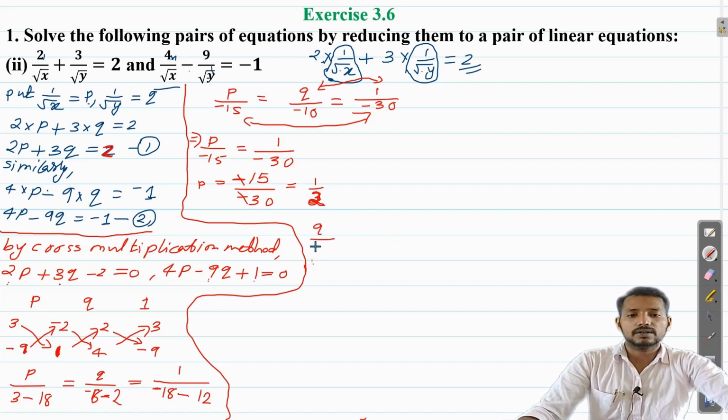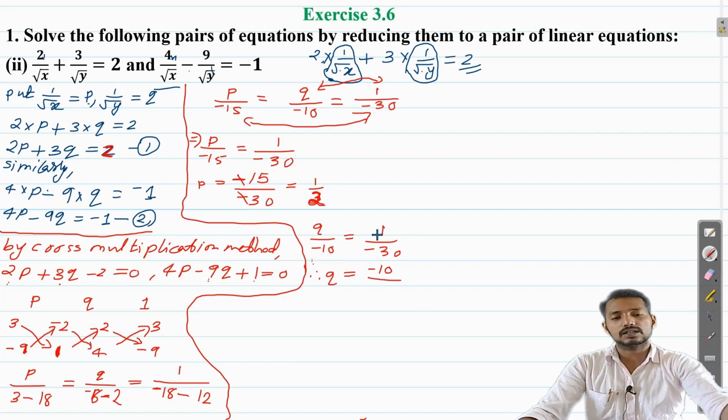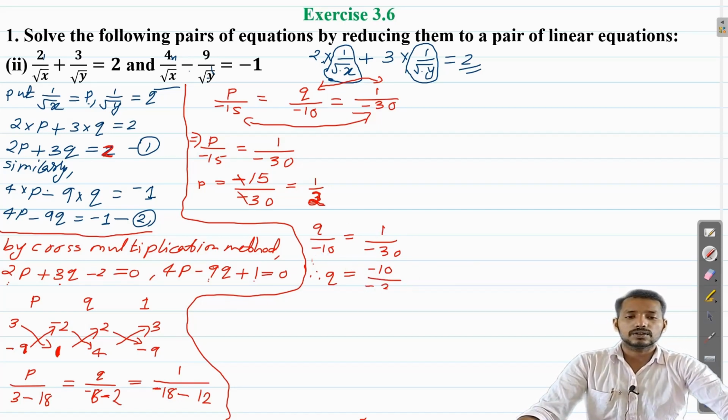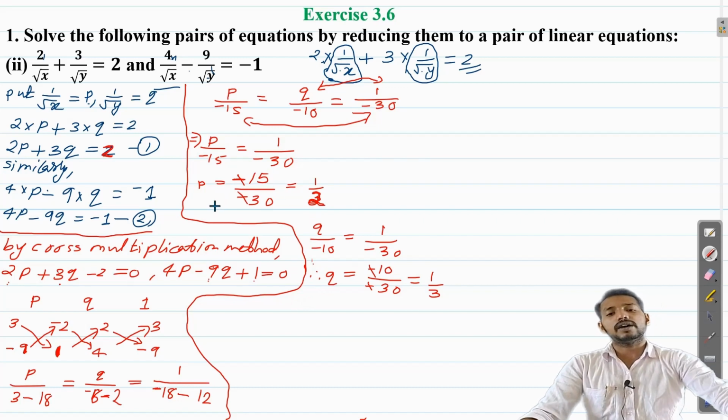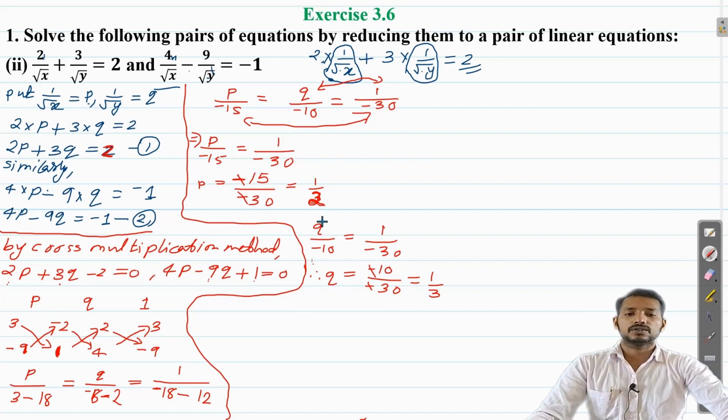Q divided by minus 10 is equal to 1 divided by minus 30. Therefore, Q is equal to minus 10 taken to the right side, so minus 10 on the denominator will be on the numerator, divided by minus 30. Cancelling, 10 by 30 is equal to 1 by 3. So now we have the values of P and Q.